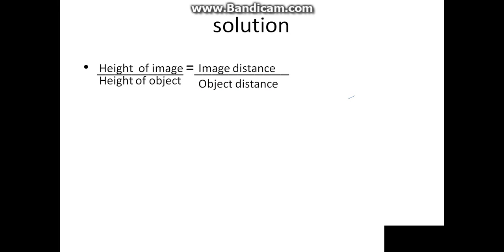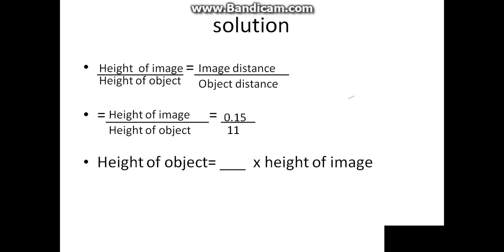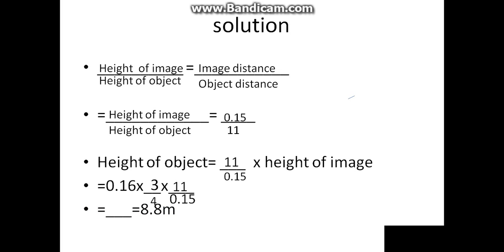Solution. Height of image over height of object equals image distance over object distance, which equals 0.15 over 11. Making height of object the subject of the formula, we have 11 over 0.15 times height of image, which equals 0.16 times 3 over 4 times 11 over 0.15, which is equal to 44 over 5, which gives us 8.8 meters.